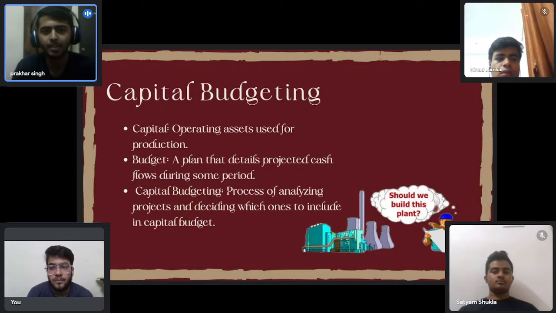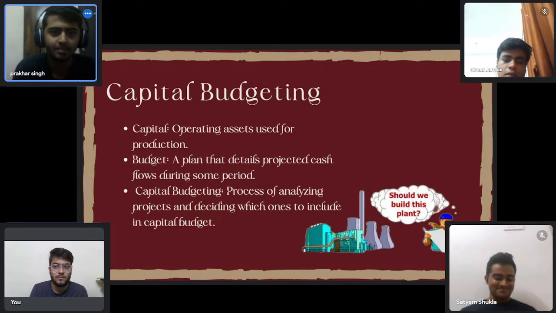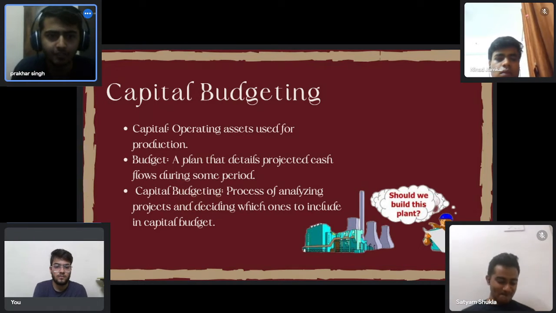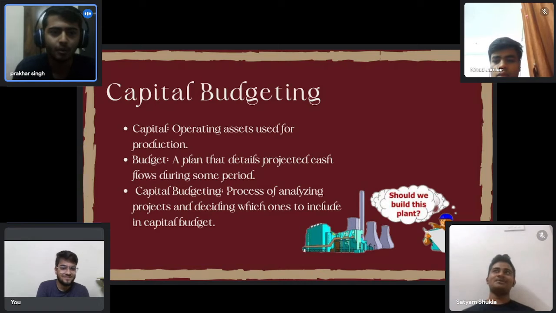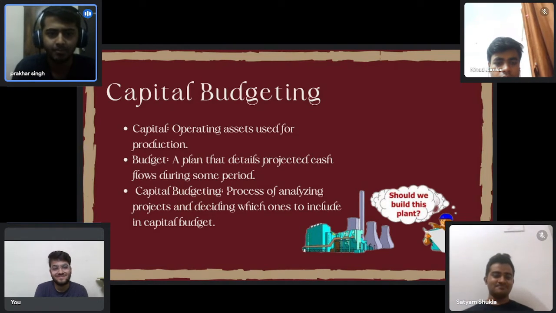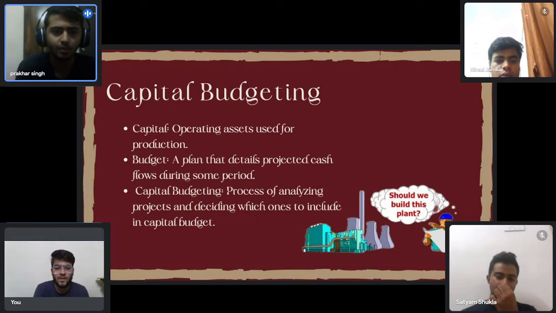Now, capital budgeting. Capital means the operating assets used for production, and budget means a plan that details project cash flows during some period. By combining the two words, we get capital budgeting, which means the process of analyzing projects and deciding which ones to include in the capital budget.